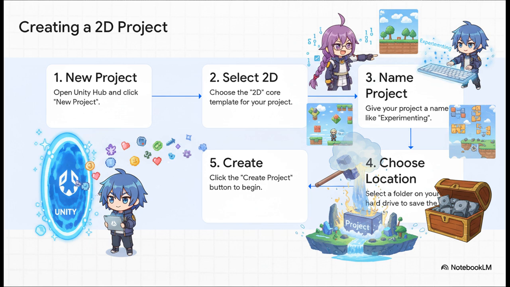You'll see a few different templates pop up. For what we're doing today, let's select the 2D Core template. This just sets up the editor with some helpful defaults for 2D games. Now give your project a name, something like experimenting is perfect for now. Choose where you want to save it on your computer and then hit Create Project. Unity is going to take a minute or two to build everything, so if you're following along, now's a great time to pause until it's ready.